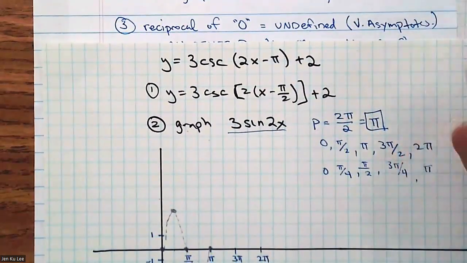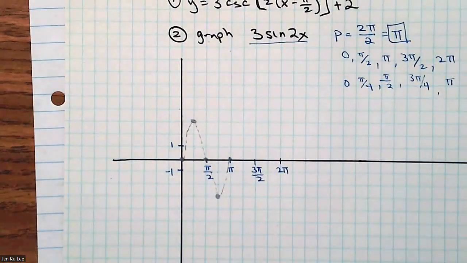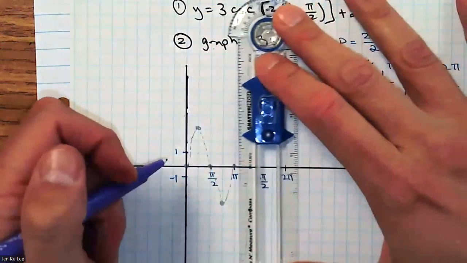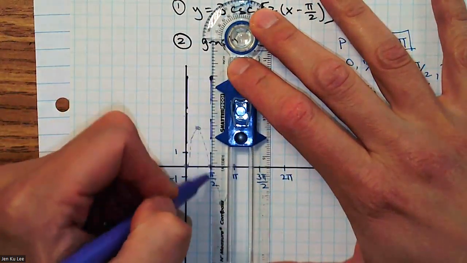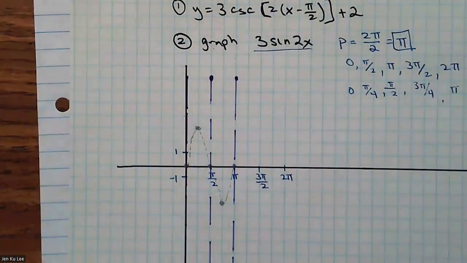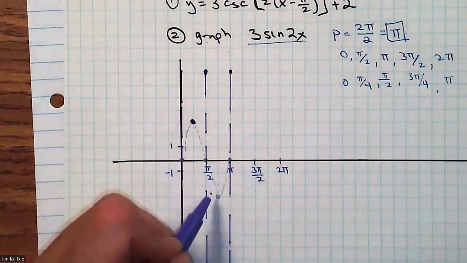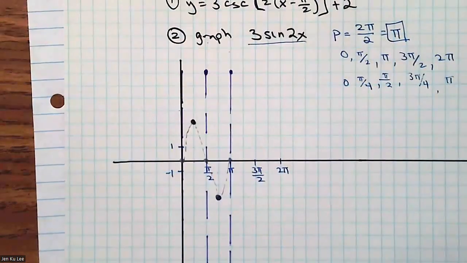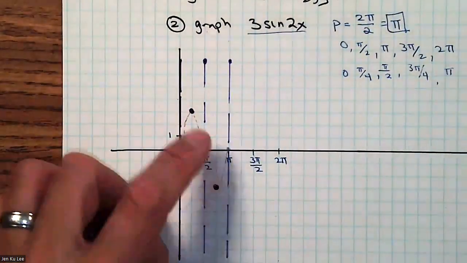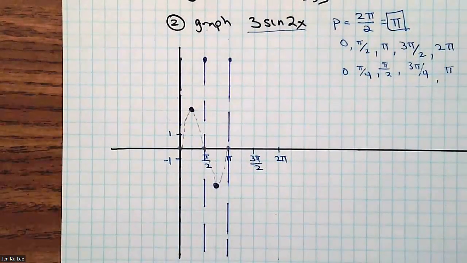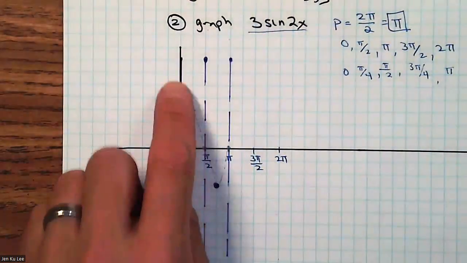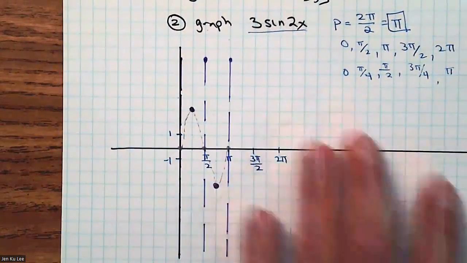The reciprocal of 0 is undefined, and they are my vertical asymptotes. So whenever this hits my x-axis, I'm just going to draw a vertical line here, here, and here. And then I know that this point and this point lie on my cosecant graph. That's where it says all other points are on the graph. You can do step 4 right now and draw these parabolas, but I know I'm going to move it. So I'm going to draw the parabolas at the end.